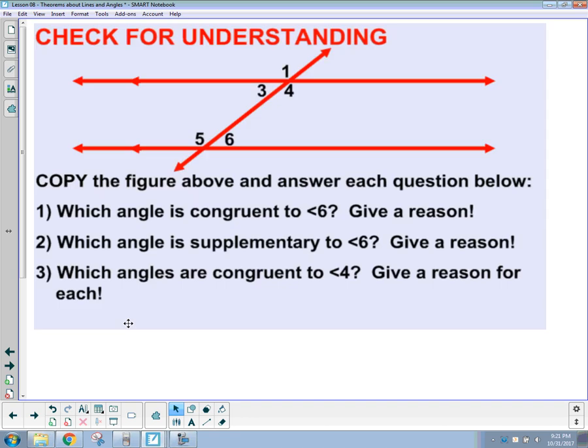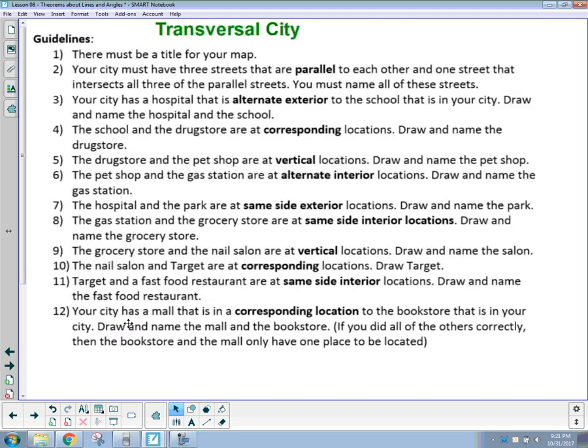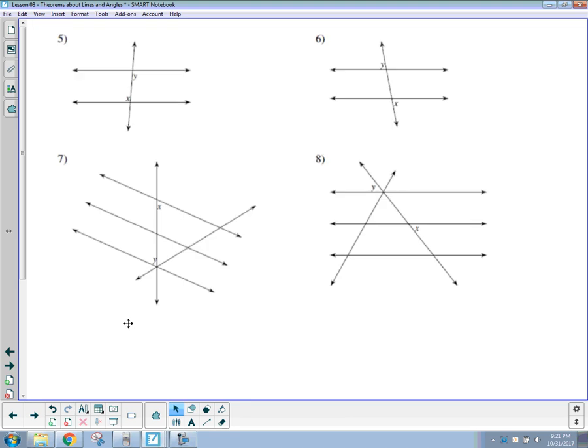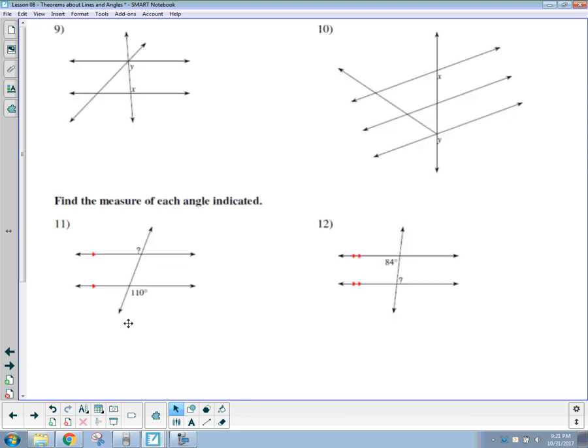Alright, let's see here. Identify, again, just check the handout, the practice key on Google Classroom for these answers. Should be pretty easy. Okay, I'll work these two out real quick.